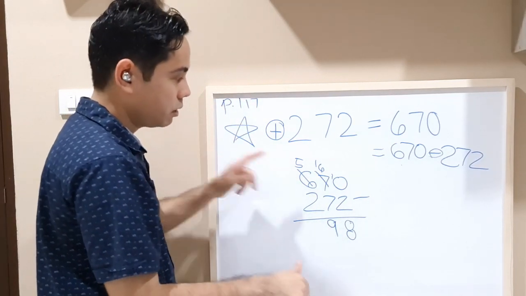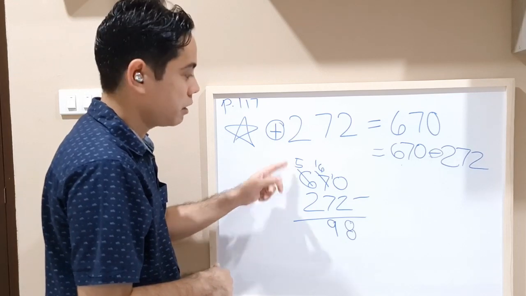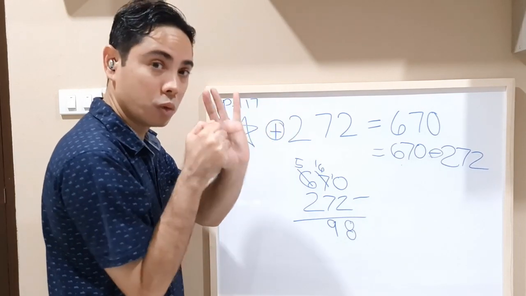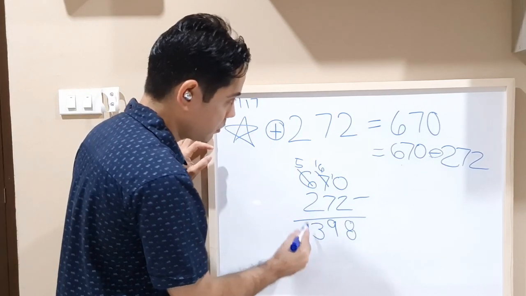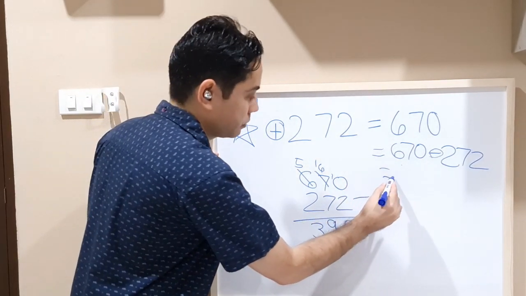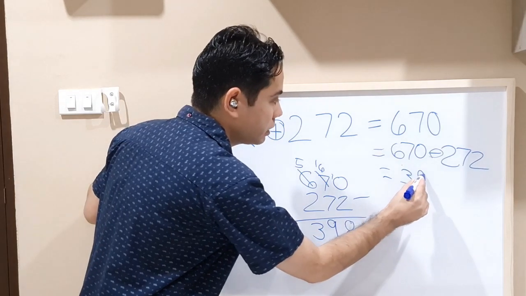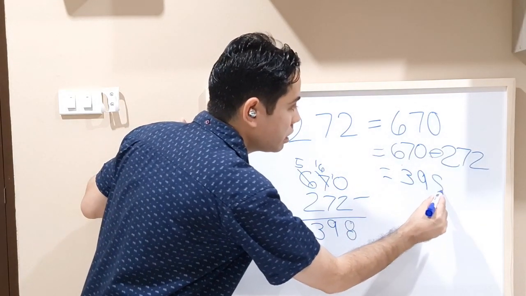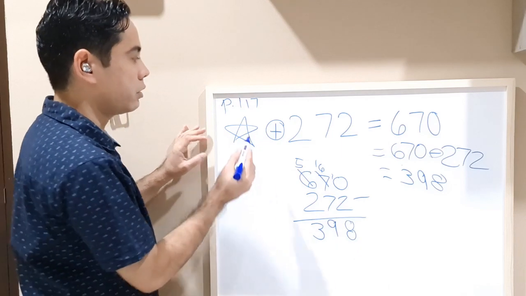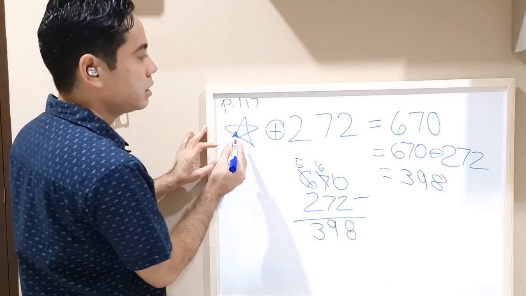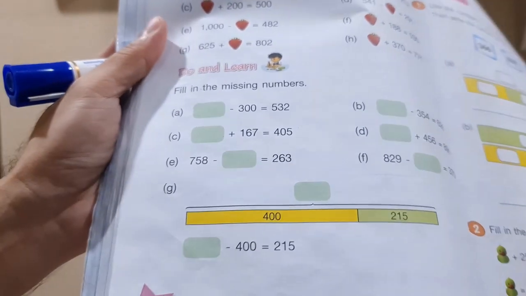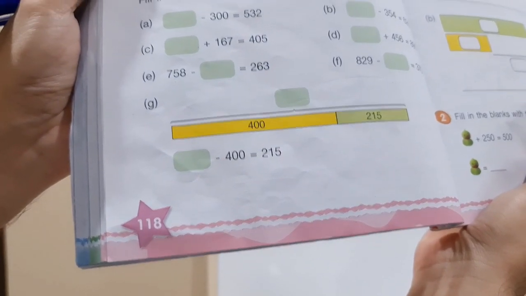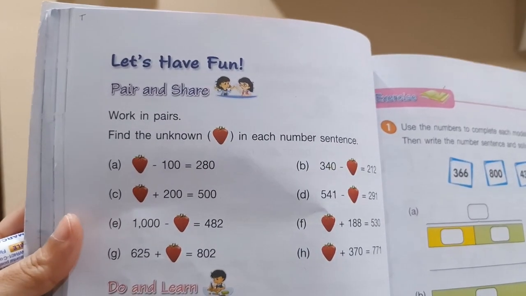And go to the hundreds place. 5 take away 2. You have 3. And this is the answer: 398. Now the number of the star is 398. Okay, now open on page 118 and let us answer the first part.